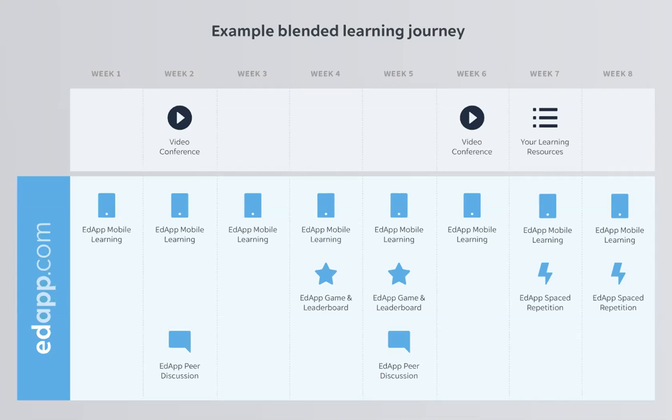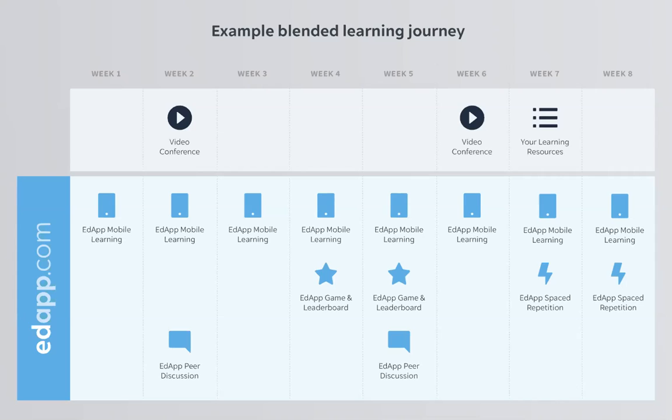Week 3, you're embedding. Week 4, you're embedding and you're dropping in a game or a leaderboard to further incentivize and drive motivation. Week 5, you're dropping in another discussion point. If we're talking about the sales team example from earlier, it could be a discussion around negotiation skills, or an assignment for asking the learner to upload a video talking about how they handled a certain negotiation in the past.